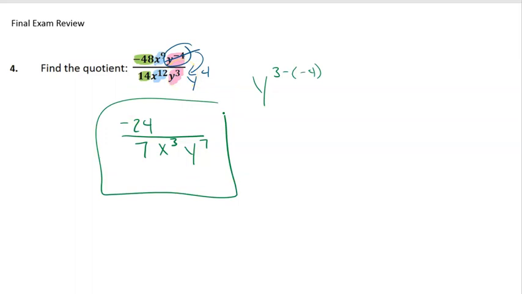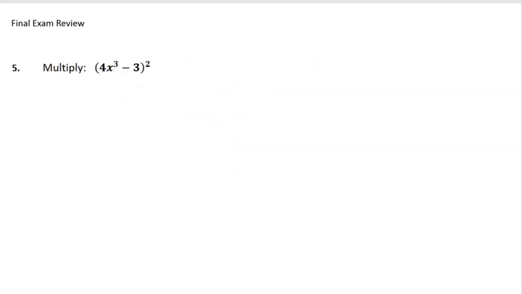And that is completely simplified. Problem number 5. We have a square on the outside. Don't make the mistake that many students make and square each part. That is not what's happening. You have to FOIL this out. You're not just squaring the 4x to the 3rd and the 3. You need to write it out twice.